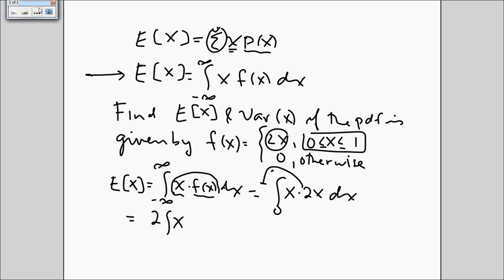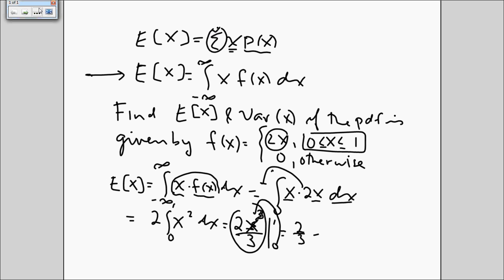And x times x is x squared times dx from 0 to 1. And you get 2x cubed, one more power, divided by that power, from 0 to 1. When you plug in 1, it's almost as if x isn't there. You just get 2/3. Minus, when you plug in 0, 2 times 0 cubed is 0, divided by 3 is 0. So the expected value is simply 2/3.